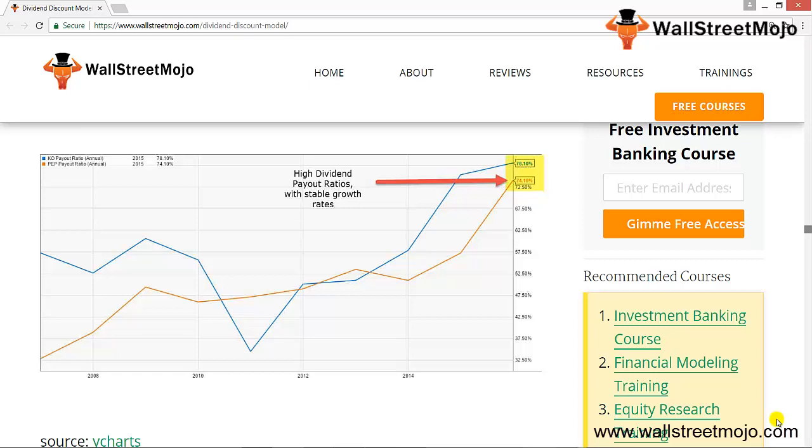So the first step is to calculate the dividend for each year till the stable rate is reached. The first component of the value is the present value of the expected dividends during the high growth period.